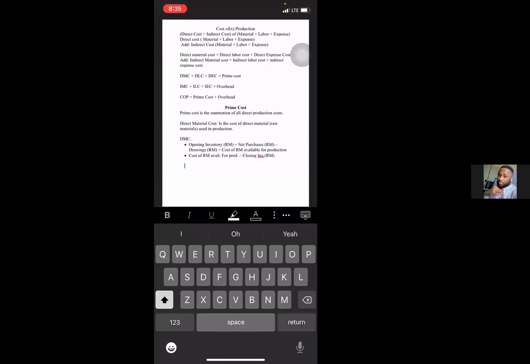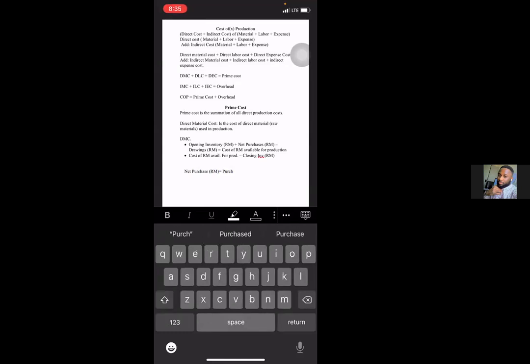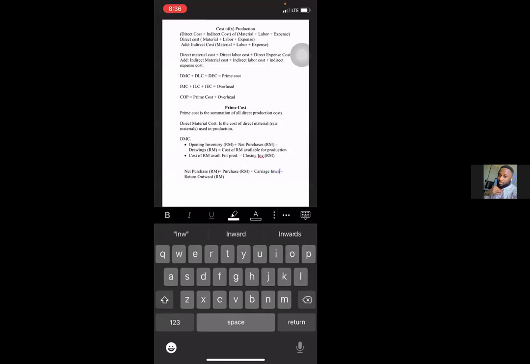Okay, let's proceed. So I was saying under direct material cost, you have opening inventory and net purchases. And I'm asking how to determine the net purchases. You add purchases. So to determine our net purchase of RM equals purchases of RM. We add something first, when you buy: carriage inwards. Carriage inwards, plus minus what? Return outwards. So net purchases of RM equals purchases of RM plus carriage inward of RM minus return outward of RM.